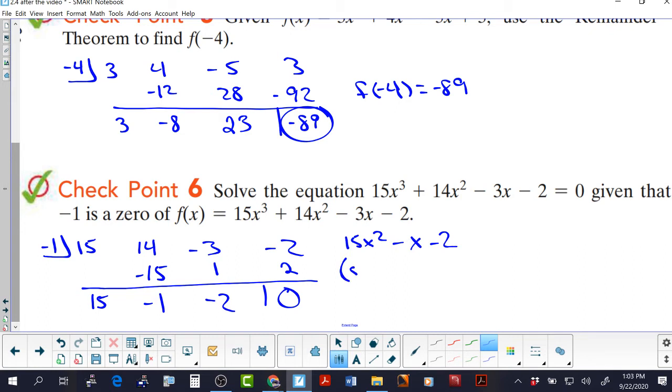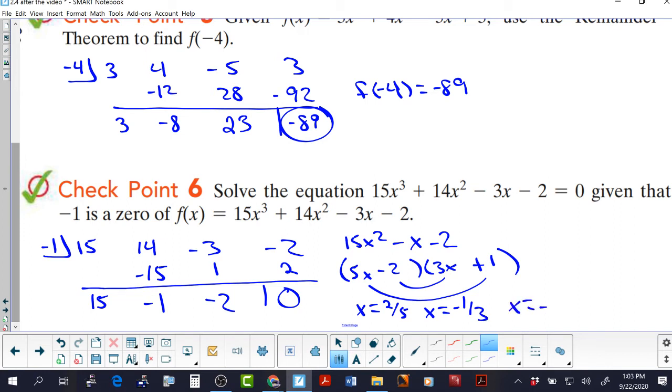Let's factor this. 5x and 3x. And I need a 2 on one of those. So let's go with negative 2 and plus 1. That gives us 5 minus 6, which is negative 1. So x is equal, what are we doing? We're solving the equation. X equals 2/5, x equals negative 1/3, and the other 0 is the one they gave us. X equals negative 1.